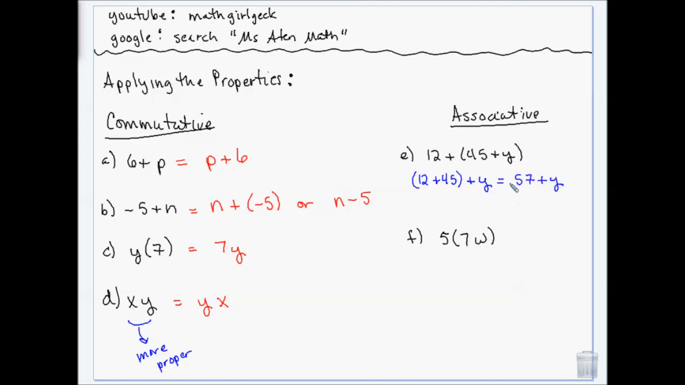So I changed the grouping to make the problem make sense. Same here, 5 and then 7y, but 7w doesn't mean anything really. But I can put 5 times 7 together and then multiply that by w, and that gives me 35w.